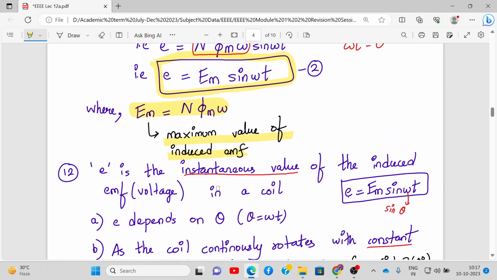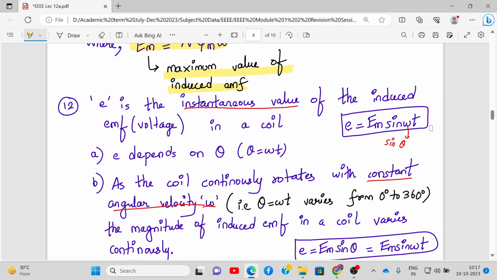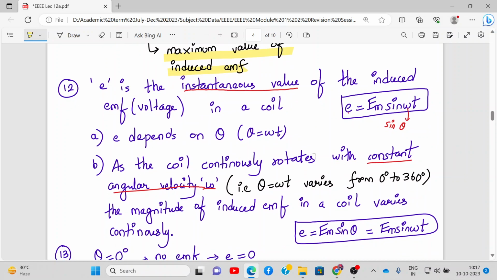Now, as per this equation, E equal to Em sin omega t or sin theta, EMF depends upon theta, or the angle. As the coil rotates continuously with a constant angular velocity, where omega t varies from 0 to 360 degrees, the magnitude of induced EMF in the coil varies continuously.